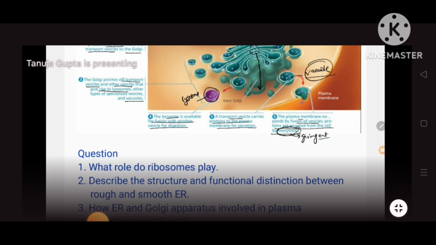It is not exactly a vacuole, don't consider it a vacuole. Okay, it contains the protein which reaches the plasma membrane, this is the plasma membrane, and gives all the things like protein and lipid to the plasma membrane, so the plasma membrane can be synthesized over here. So how it gives out this protein, this process is called exocytosis. This is called exocytosis, giving something out.